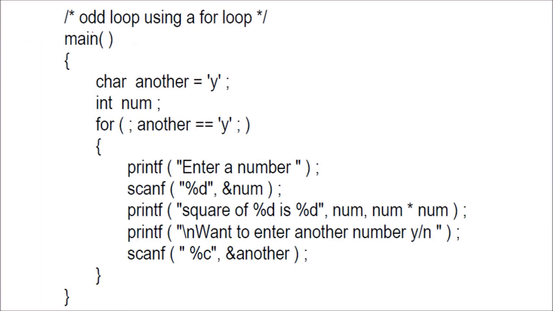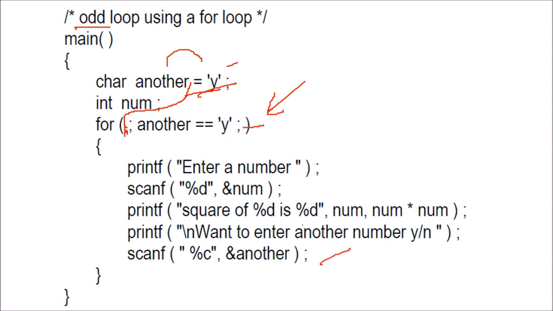Now, how to implement the odd loop using a for loop. We have taken the character answer and initialized it to Y, because for is an entry control loop. If the condition is not initially Y, it will come out. So you have to specifically initialize the value as yes, because you want to enter the first time. Then we have not given any initialization here, because we have already initialized it. We don't want to increment or decrement; this is not required.